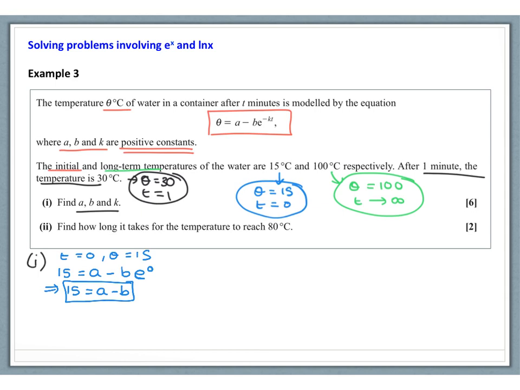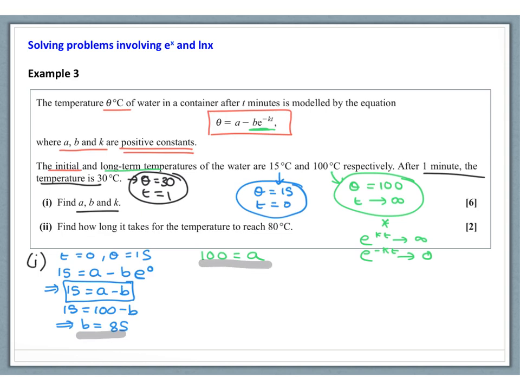So I'm now going to substitute in the information here. What happens as T approaches infinity? So as T approaches infinity, e to the kt would also approach infinity, which means e to the negative kt would approach 0. So effectively, all of this part will become 0, and we're left with our value of A, which has to then be 100. So 100 equals A. Now this then allows us to go back to this equation here, 15 equals 100 minus B, and that allows us to work out that B is 85. So we now have the value of B and the value of A.